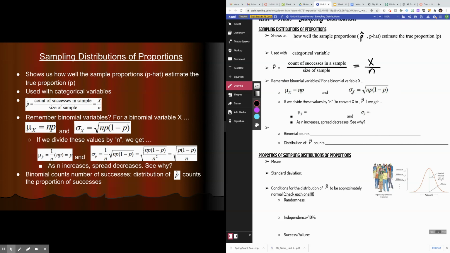If we take the mean and standard deviation for a binomial variable and divide those formulas by n, in order to convert x into p hat, so we're taking x and dividing by n to get p hat, what we end up with is what you see on the left side of your screen, but I am going to write it out for you here on the right-hand side. If we want the mean of p hat, we would do np divided by n. The n's cancel each other out, so you're just left with p, which is the true population proportion. Then standard deviation is a little bit more complex. This is 1 over n times the square root of np(1 minus p).